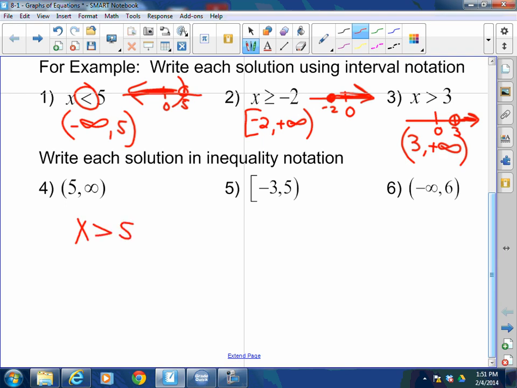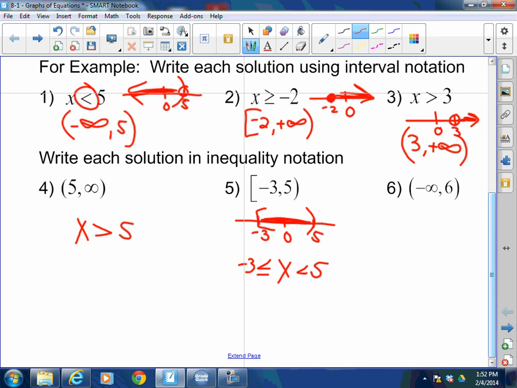Now, what about this? Bracket negative 3, 5 parentheses. Remember, guys, on the number line, this is what you should be visualizing. That's why number lines are great. It's everything in between, right? So doesn't that mean that x is greater than or equal to negative 3, but less than 5? It's everything in between negative 3 and 5. Why did I put a less than or equal to? Because I have a bracket for negative 3.